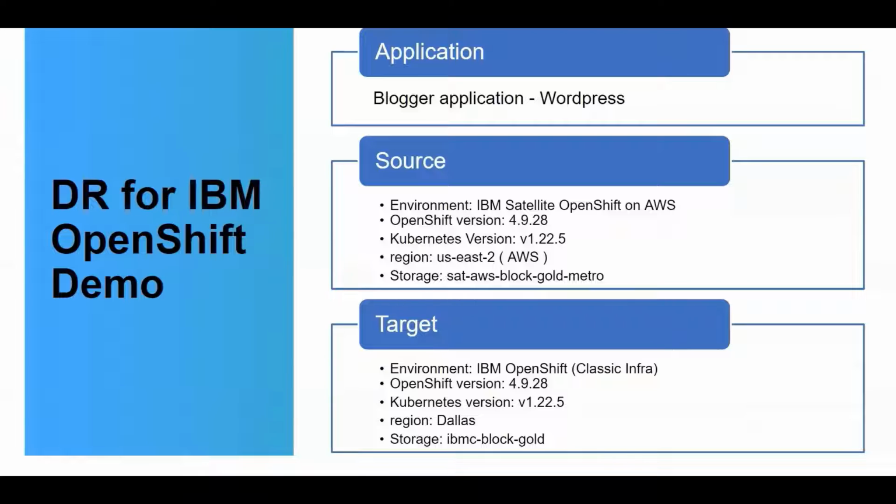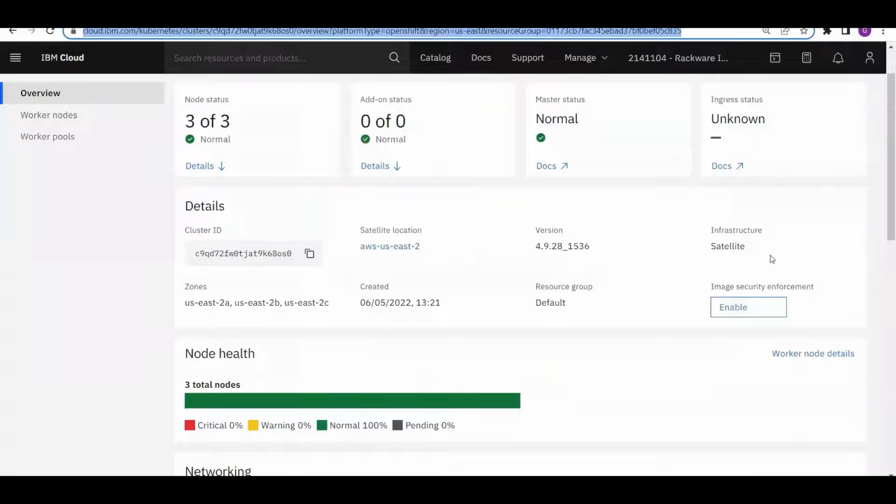And for the target environment, the cluster is IBM OpenShift deployed on classic infrastructure, having OpenShift version 4.9 and Kubernetes version 1.22. The cluster is deployed in the Dallas region, which will contain the IBMC block gold storage class for our migrated application on the destination cluster. So let's have a closer look at the source and target environment for our migration.